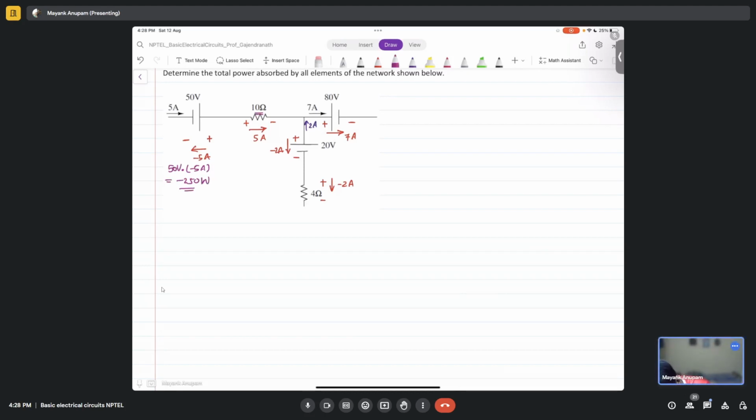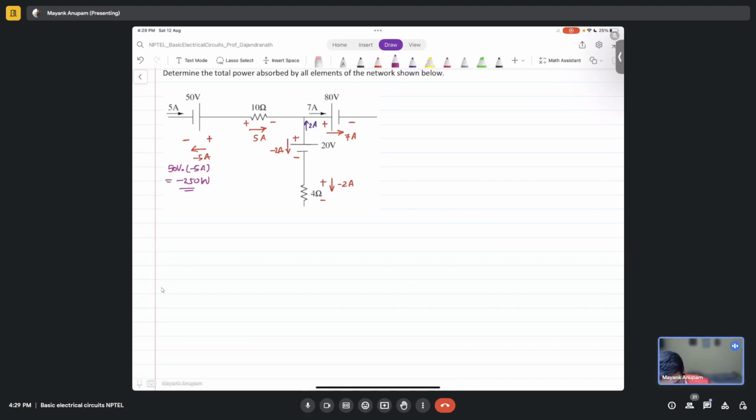What about 10 ampere, 10 ohms? I square R we can apply. Yes, you can apply. 5 square is 25, 25 into 10, 250. Okay, so will the resistor power be positive or negative? Positive, sir. Why do you say that with so much confidence? As per passive sign convention, it is consuming power, sir.